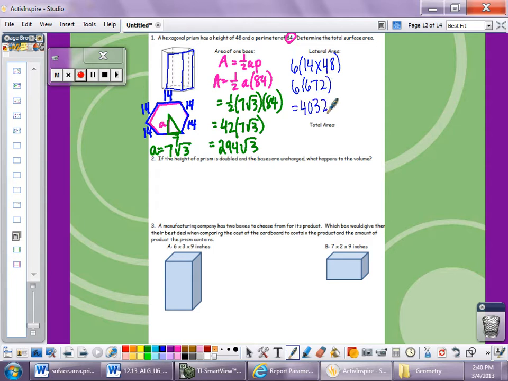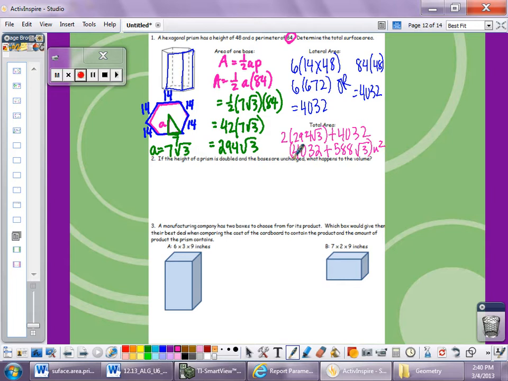Now, if we were doing it by the formula, it would just be the perimeter, which is 84, times the height, which is 48, and still that gives you 4,032. Now, when I find the total surface area, it will be 2 of the bases plus the lateral area. And I'm going to write the 4,032 out in front because sometimes our square root sign gets a little crazy. So then this gives me 588 the square root of 3 units squared.